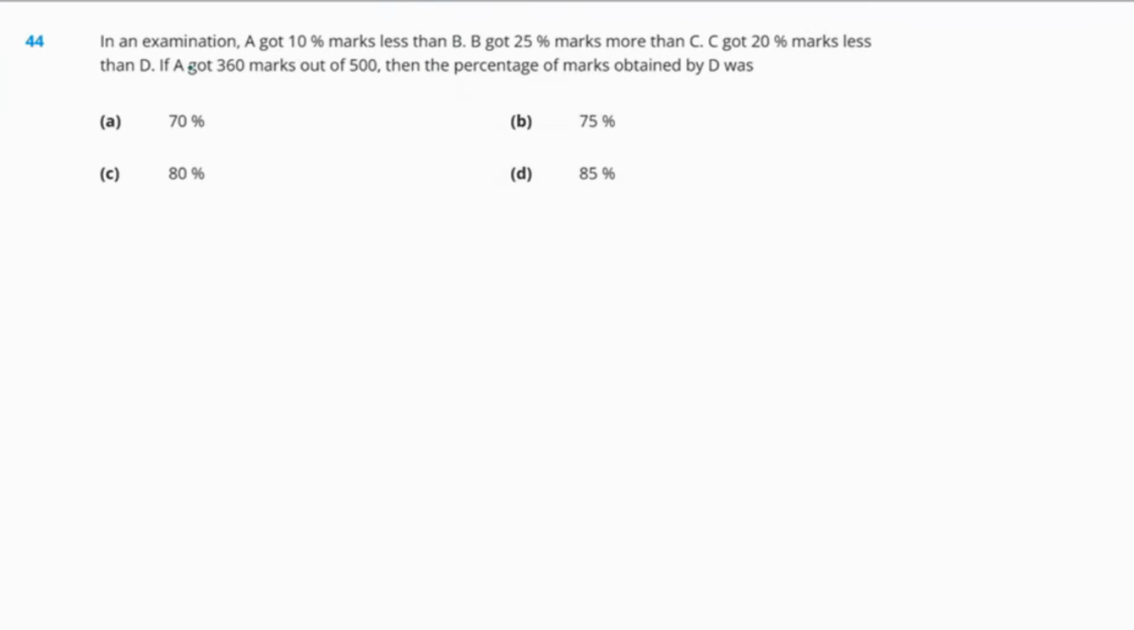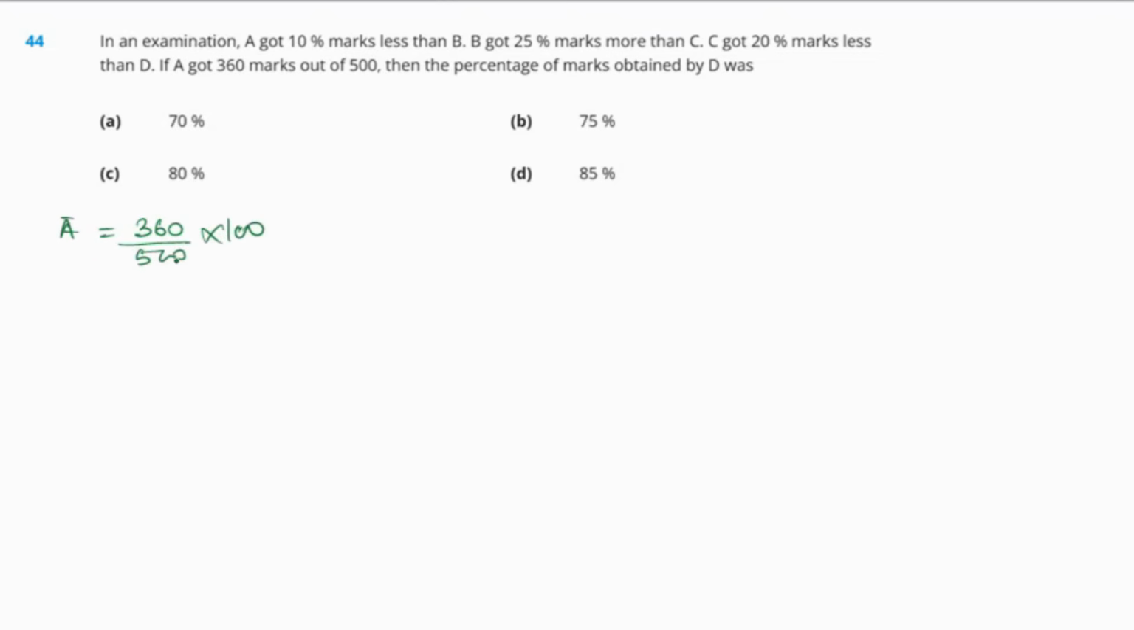Next. In an examination, A got 10% marks less than B, B got 25% more than C. Okay. And C got 20% marks less than D. Okay, and if A got 360 marks out of 500, then the percentage of the marks got by D was, we need to figure out the marks got by D. Okay, so according to this, A got 10% marks less than B, B minus 10% marks, whatever the marks B had got. The only information given to us is that A got 360 marks out of 500.